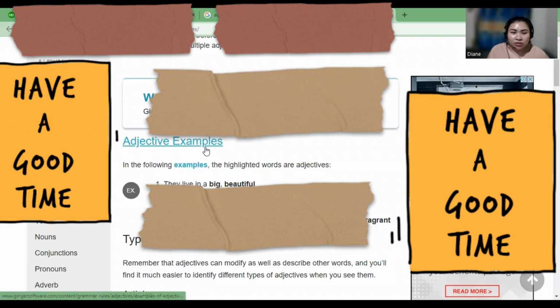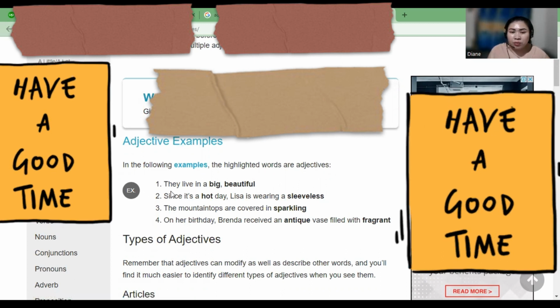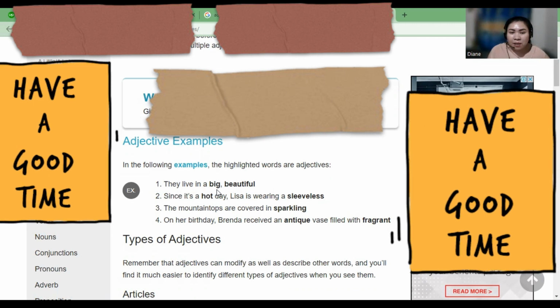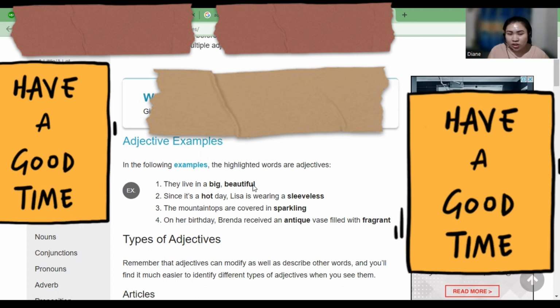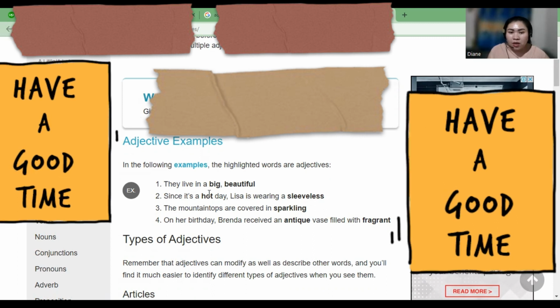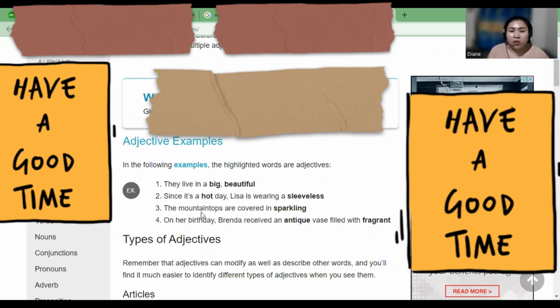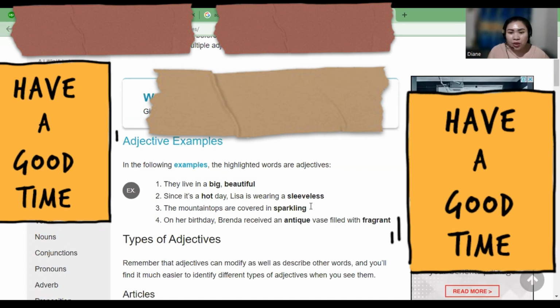We have adjective examples. In the following examples, the highlighted words are adjectives. For number one, they live in a big, beautiful house. Big, beautiful are adjectives. Number two, since it's a hot day, Lisa is wearing a sleeveless top. For the bold one, hot is an adjective, and sleeveless. Number three, the mountain tops are covered in sparkling snow.